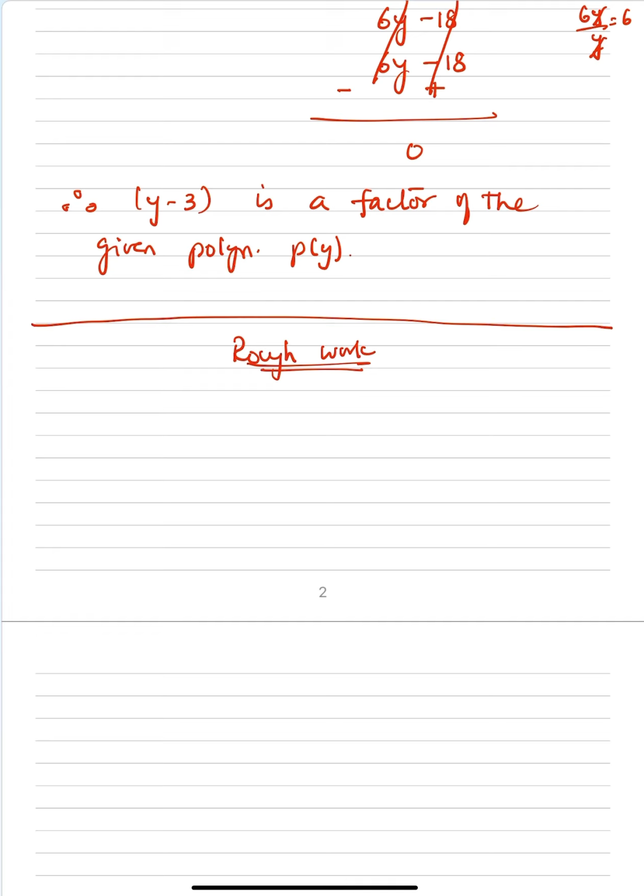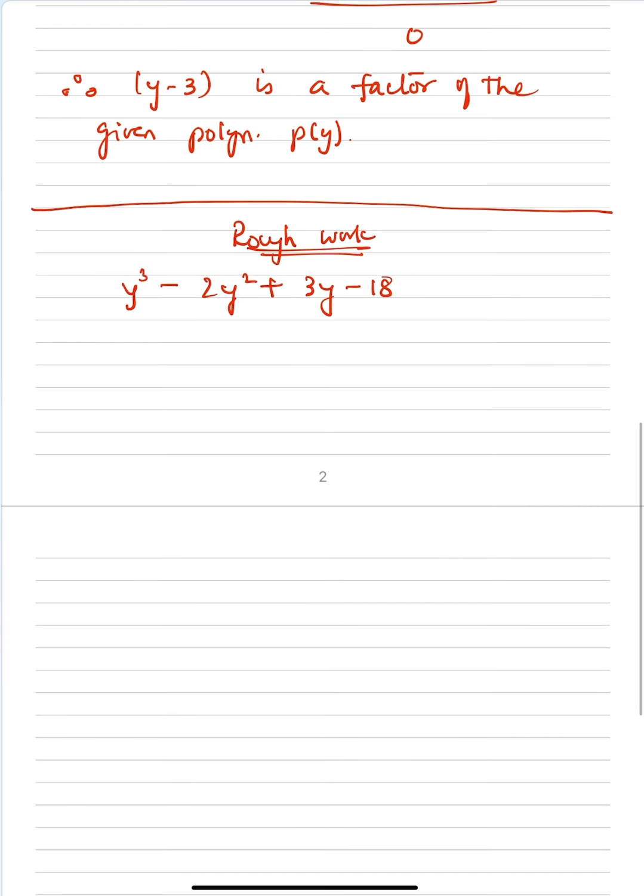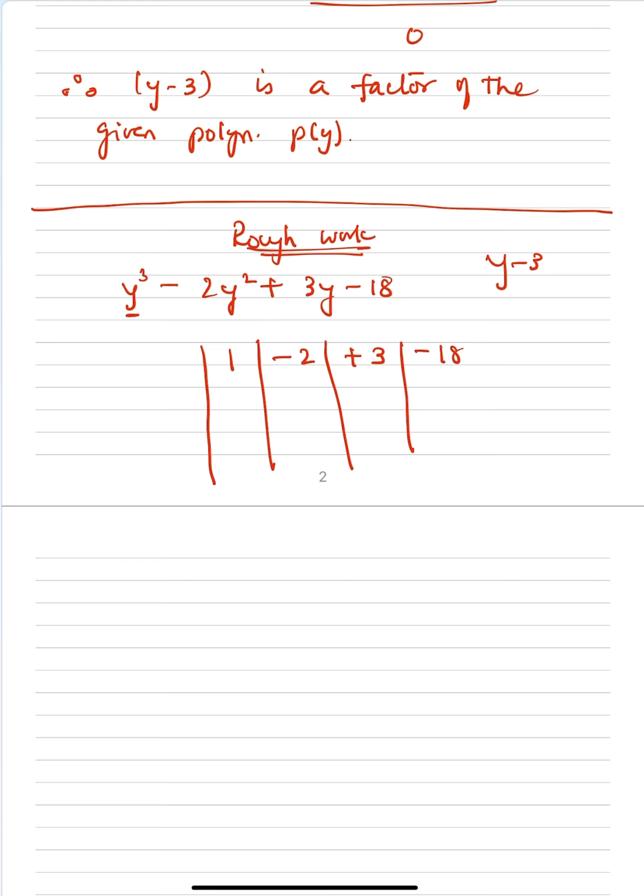This is the easiest way. Now let me take the same polynomial, y cube minus 2y square plus 3y minus 18. The coefficient of y cube here is 1, y square is minus 2, y is plus 3, and the last one is minus 18. Now, they have asked us whether y minus 3 is a factor or not.